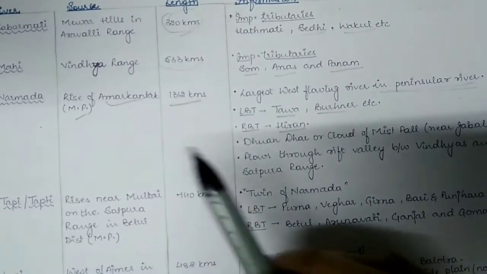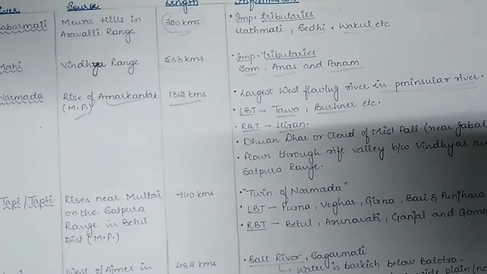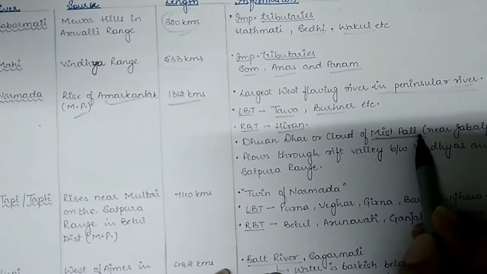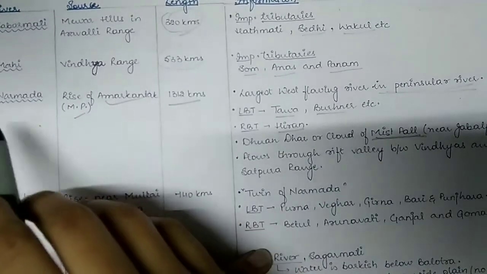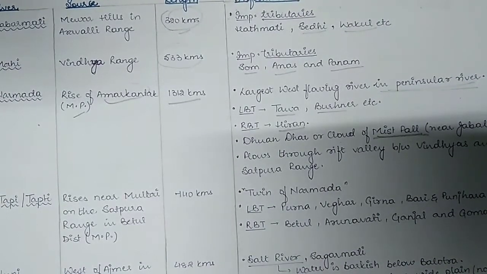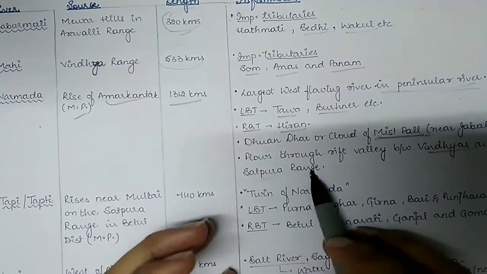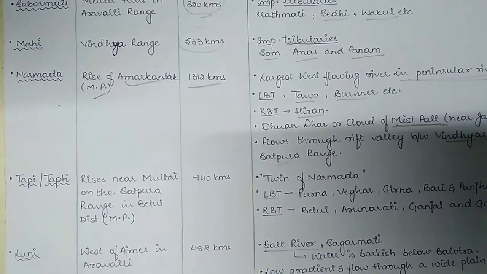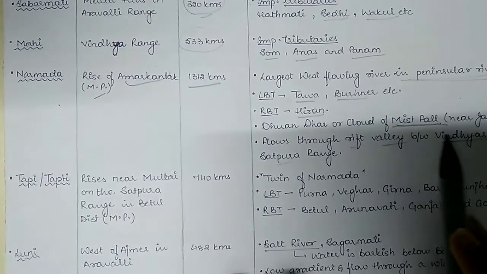Now, on this Narmada River near Jabalpur, we have Dhuadhar Fall. Dhuadhar Fall is a world famous fall, and it is also known as Cloud of Mist Fall. Now this river flows through the Rift Valley, which is formed between Vindhya and Satpura ranges. As we have already studied, this river does not flow in its own valley, so it flows in the Rift Valley.